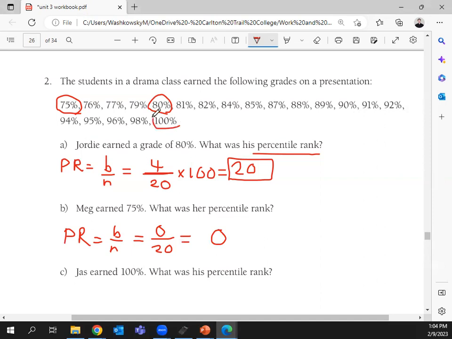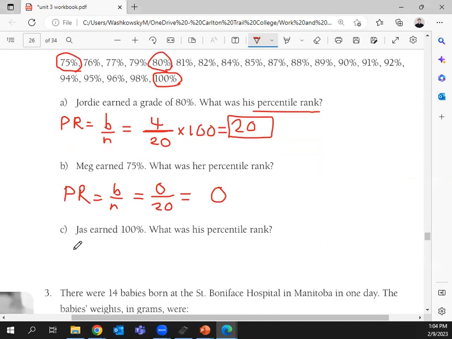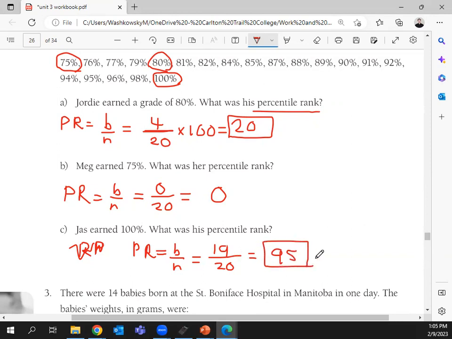And then, of course, we have Jazz, who earned 100%. Oops. Let me just cross all that out. PR equal to B over N. There's still 20 values in my data set. And then how many people are below him? 19. Yeah. Really common mistake there would be with 20. It's not 20, it's 19. So if you do that, you should get 95 here. You times that by 100 too. Should get 95. So I hope that's making some sense here.